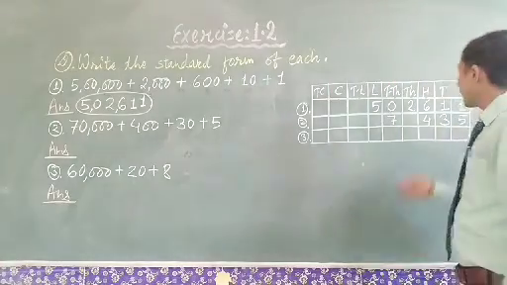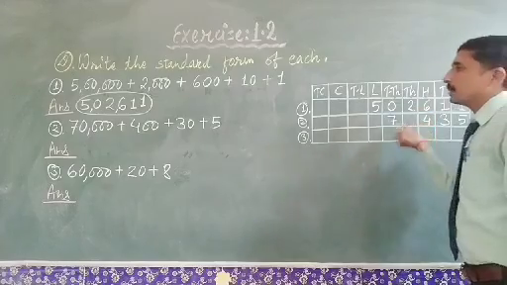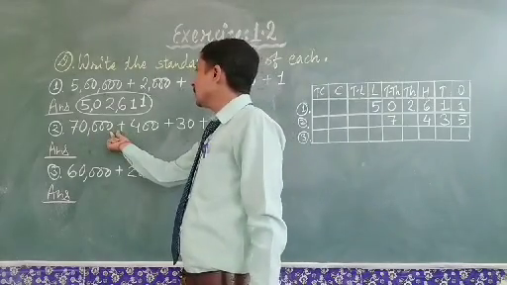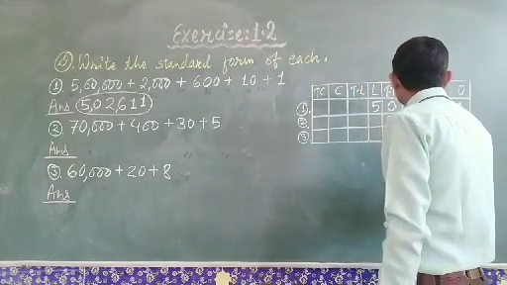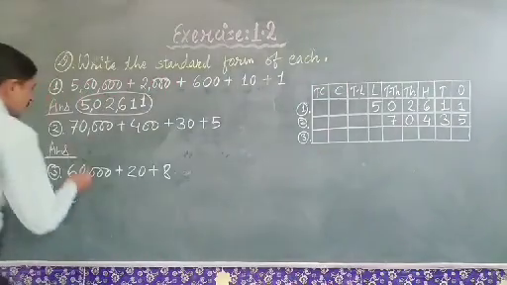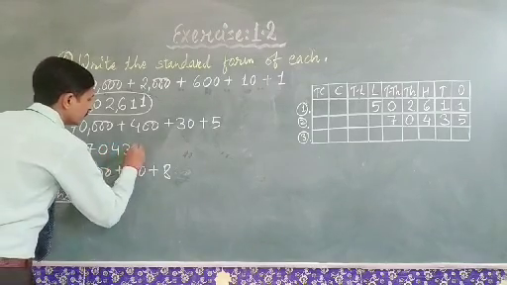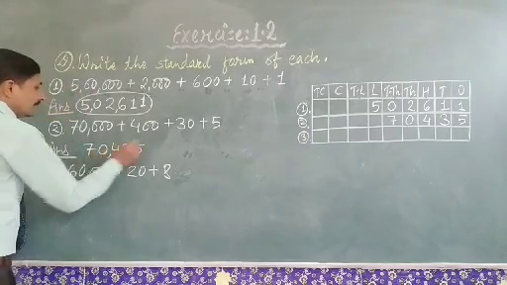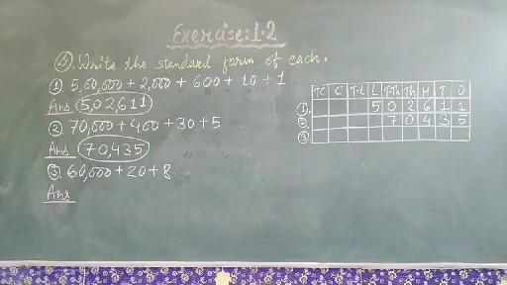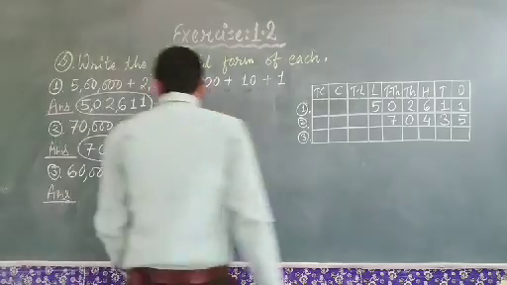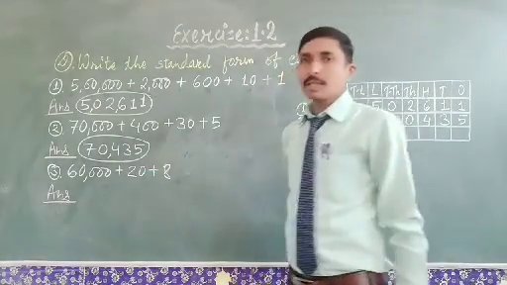Now you see no digit is available in the thousands place, because no value is written for 1000. So that's why you have to write 0 here. So your answer is 70435, that is 70,435. In this way you can easily convert the expanded form into standard form.